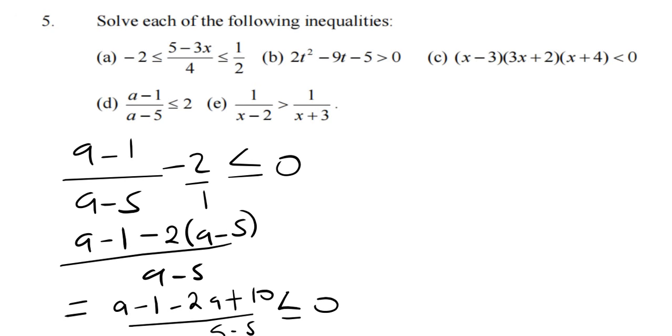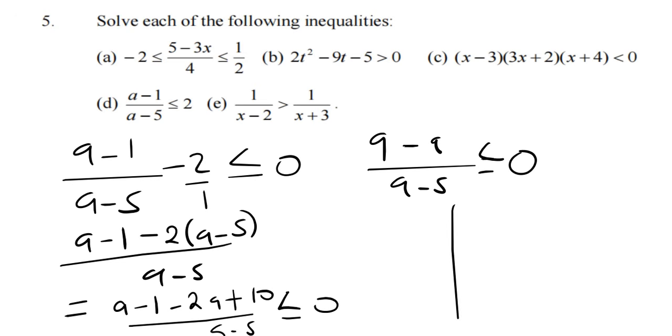Then you solve what you have on top. We've got 10 minus 1, that is a 9. So I'm going to have 9. Then a minus 2a, that is just going to give me minus a. Then down we just have a minus 5. This is less than or equal to 0. Then you come up with your critical points. Say one of the critical points, 9 minus a is equal to 0.